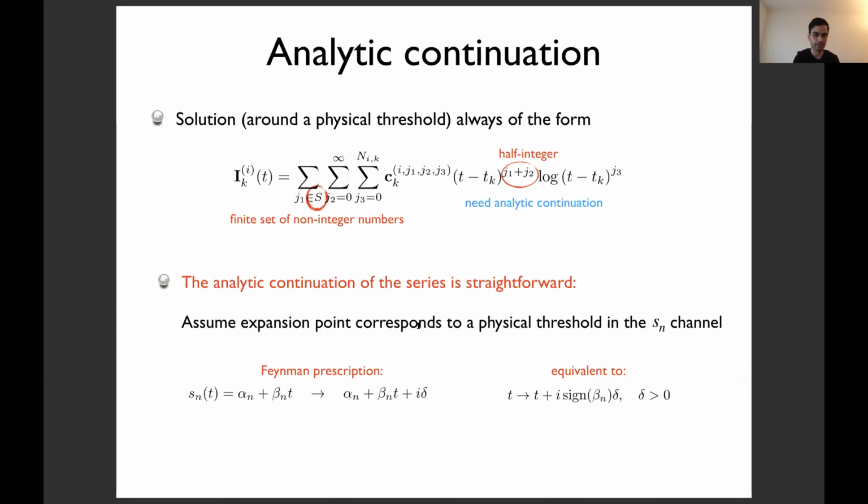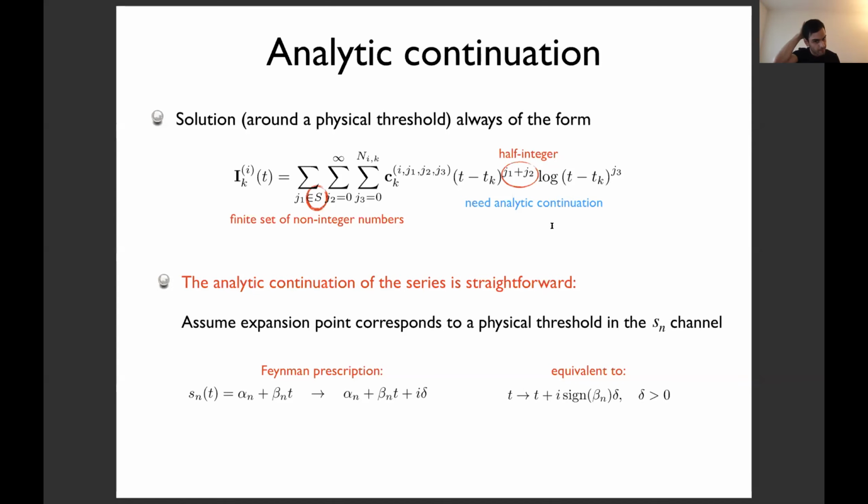So how do we do the analytic continuation? Well, as I said, let's assume that tk corresponds to a threshold, let's say in the Sn channel. Then we know that the Feynman prescription dictates to add a small imaginary part to Sn. But of course, in the series, by construction, we no longer have the information about the various invariants. So actually this cannot be applied directly anymore at this stage, but we immediately see that this prescription induces a prescription at the level of the t parameter. And so by applying this prescription, we are able to analytically continue all the non-analytic terms of the series, and this gives us the right prescription.